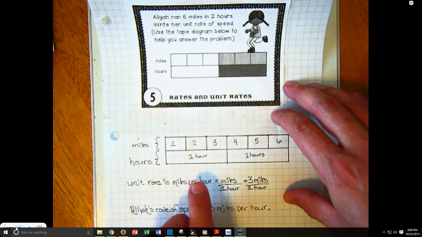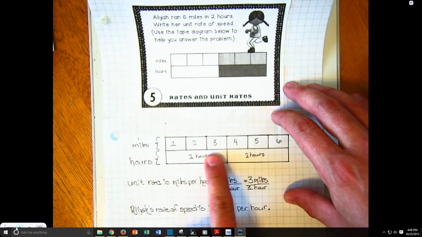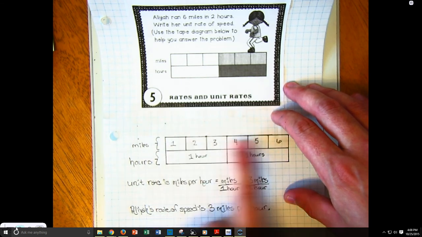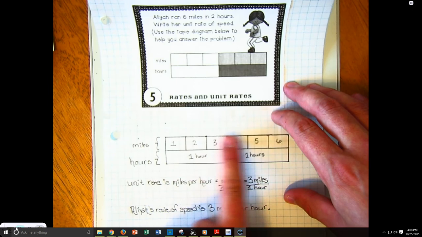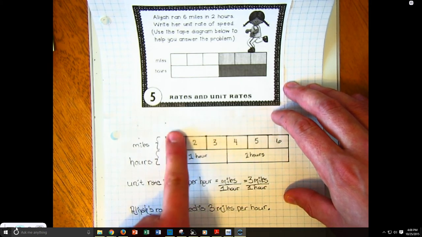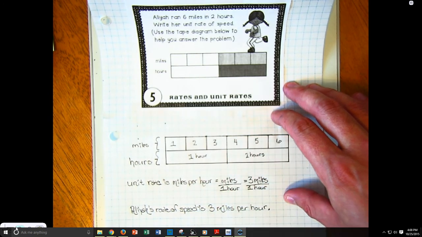We know that she ran for 2 hours. That's what these two sections stand for: the first hour, hour 1, and then her second hour. We also know that she ran 6 miles in those 2 hours. So each of these little sections on top measures how many miles she ran at a certain point. In the first hour, she ran 1, 2, 3 miles. And by the end of 2 hours, she had run 4, 5, 6 total miles.